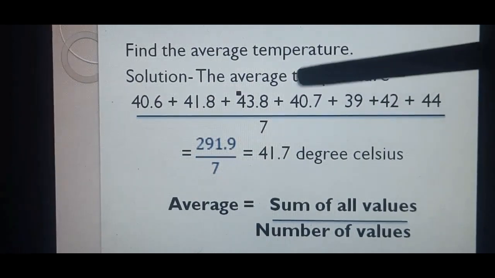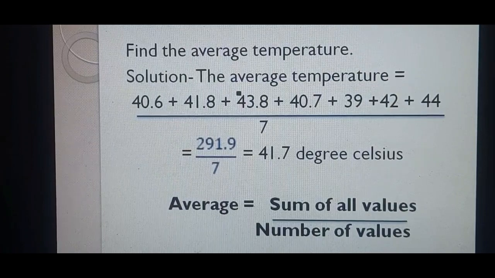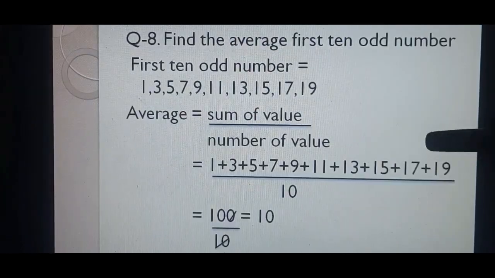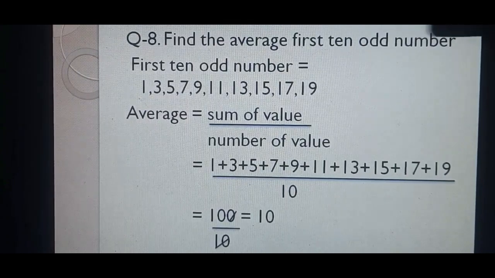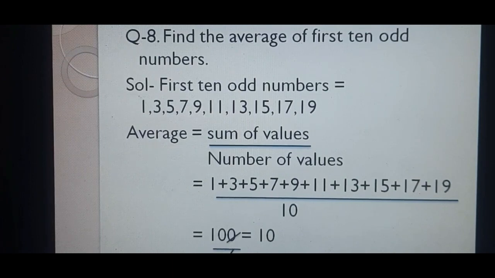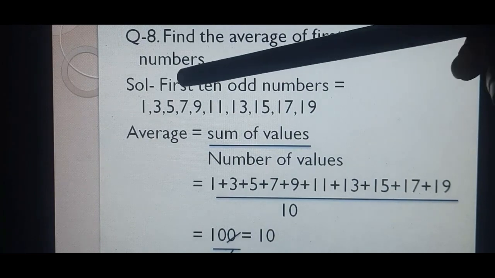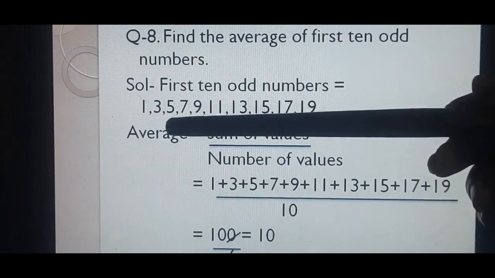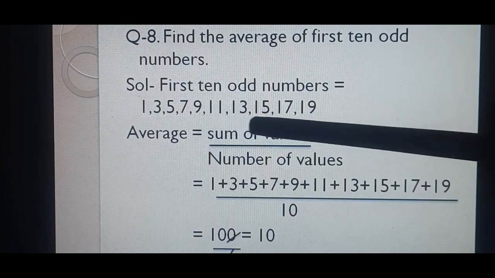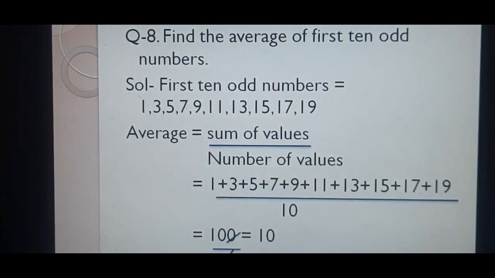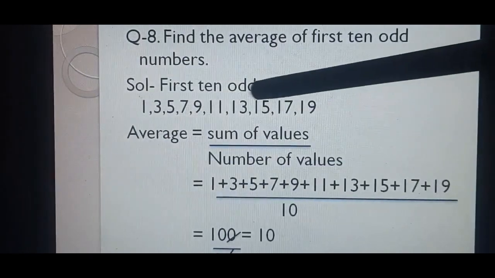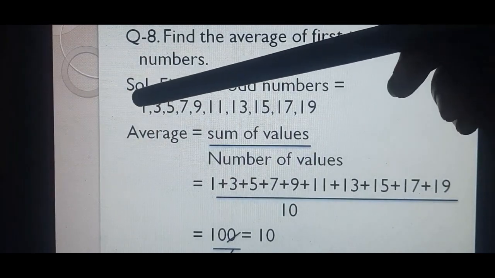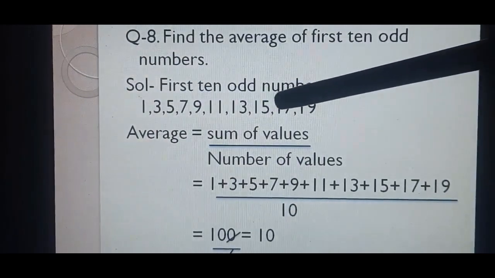This is the example given in your book. Okay. Next question is question number 8. Find the average of first 10 odd numbers. Now beta, first of all, we have to write down the first 10 odd numbers. So first 10 odd numbers are 1, 3, 5, 7, 9, 11, 13, 15, 17 and 19. These are the odd numbers. Count this. Are these 10 or not? When you are going to write down, you have to count also. Okay. 1, 2, 3, 4, 5, 6, 7, 8, 9, 10.